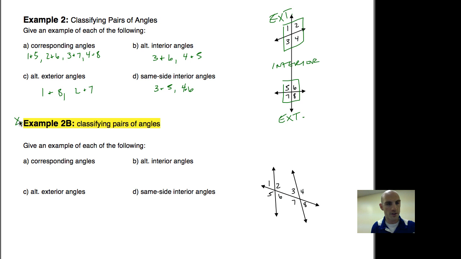And so I want you to do example 2b on your own. I've given you the angles. Draw your windows in if you need to. And remember what it means to have interior and exterior.